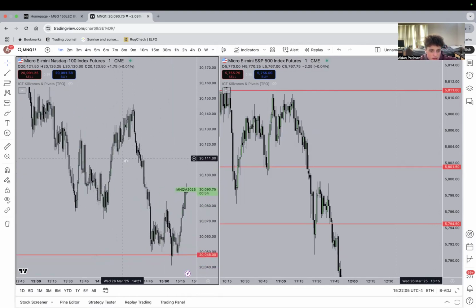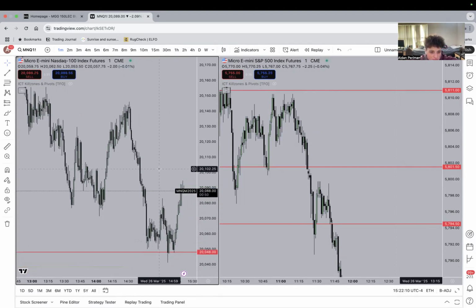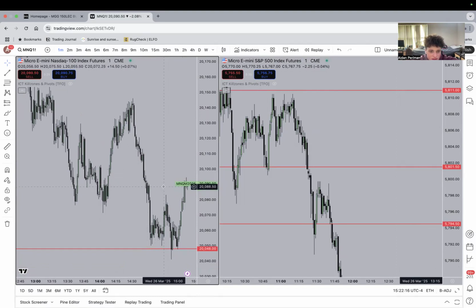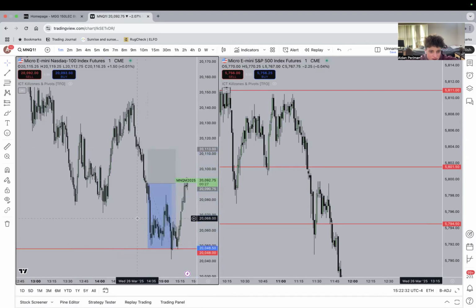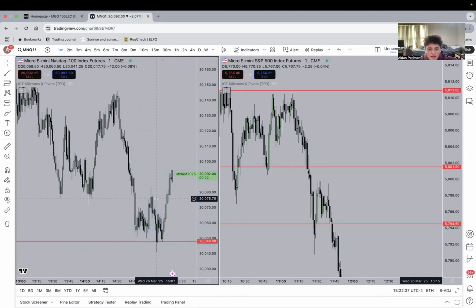What else? Oh yeah, this gap was my target. So I'm trying to see if there were really no entries for me. Maybe if I waited for a tap back into that inverse, stops at these highs, and TP down here. Whoa, that would have been a roller coaster. But that wouldn't have been too bad.